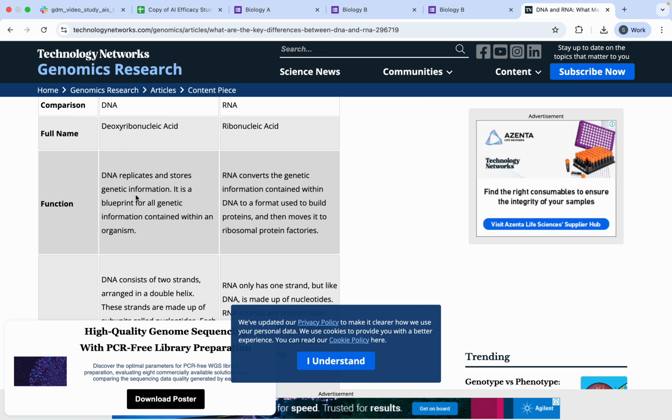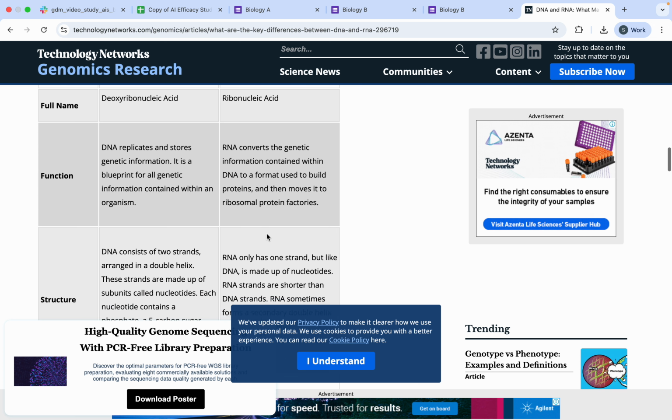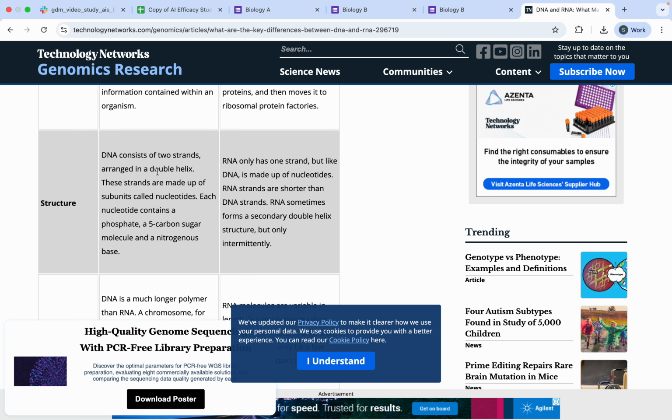It stores genetic information, and it is a blueprint for all genetic information contained within an organism. This is the DNA function, and RNA converts genetic information contained within DNA to a format used to build protein and then moves it to ribosomal protein factories. About the structure, DNA contains two strands, whereas RNA has only a single strand, and DNA is arranged in a double helix.